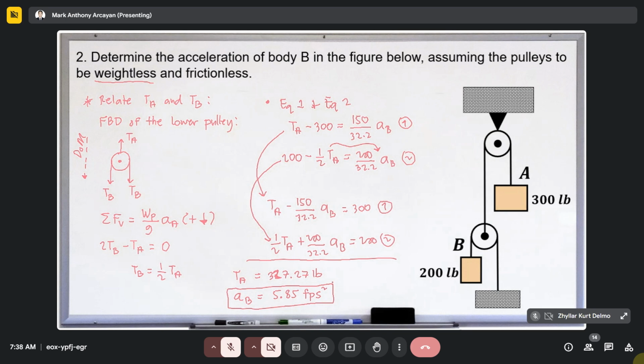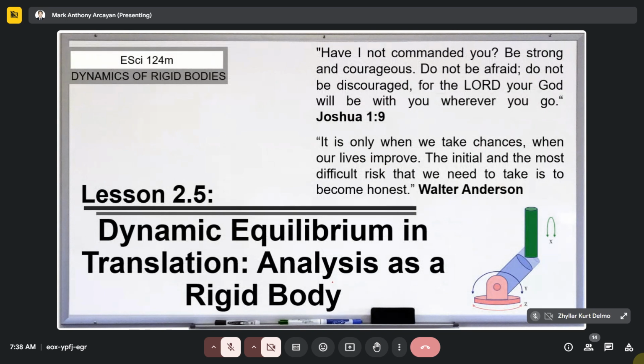Now let's proceed to the next lesson. The next and the last lesson for this module, no? Wherein we analyze a rigid body or rigid body system this time. So like the last lesson, it's all about particles. Here, it's all about rigid body. The dimension of our body is important.